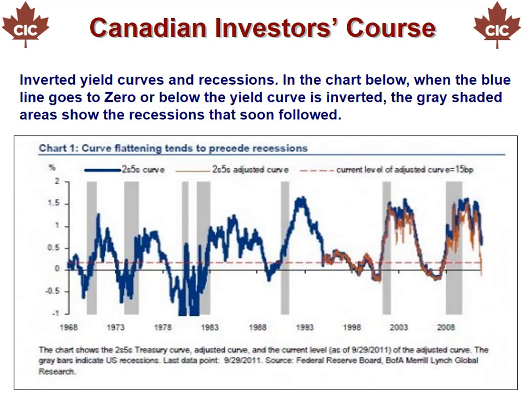Notice the correlation between yield curves and recessions. You can see when the blue line goes to 0 or below, the yield curve is inverted, and the gray shaded areas show the recessions that soon followed. So inverted yield curve, recession, inverted yield curve, recession, inverted yield curve, recession, and so forth.